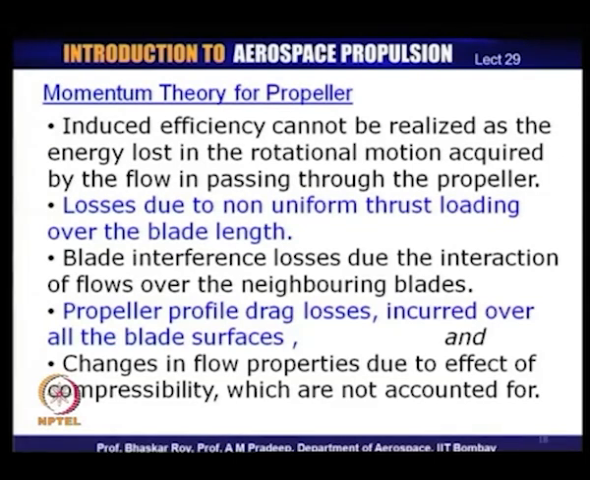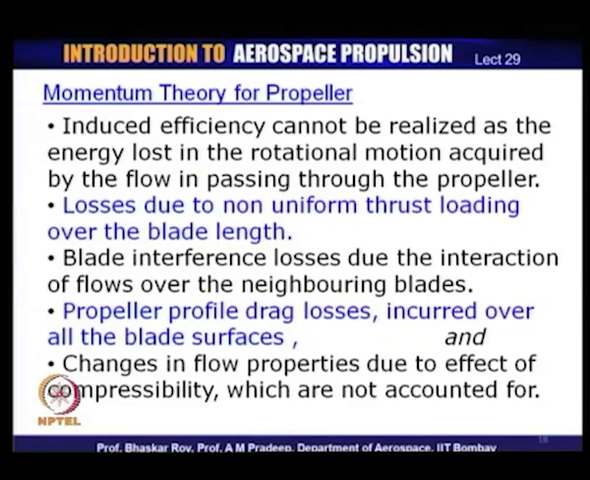The second point is the losses due to the non-uniform thrust loading over the blade length. What happens is quite often over the length of the blade, which is approximated here with the actuator disc, the loading is not uniform, which we have assumed here as uniform loading over the entire actuator disc. In an actual blade, that may not actually happen.